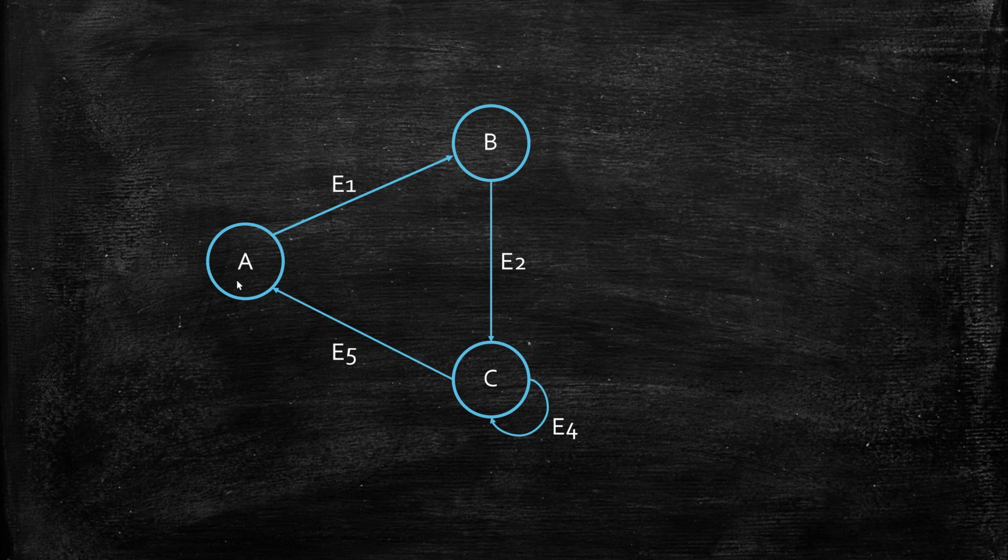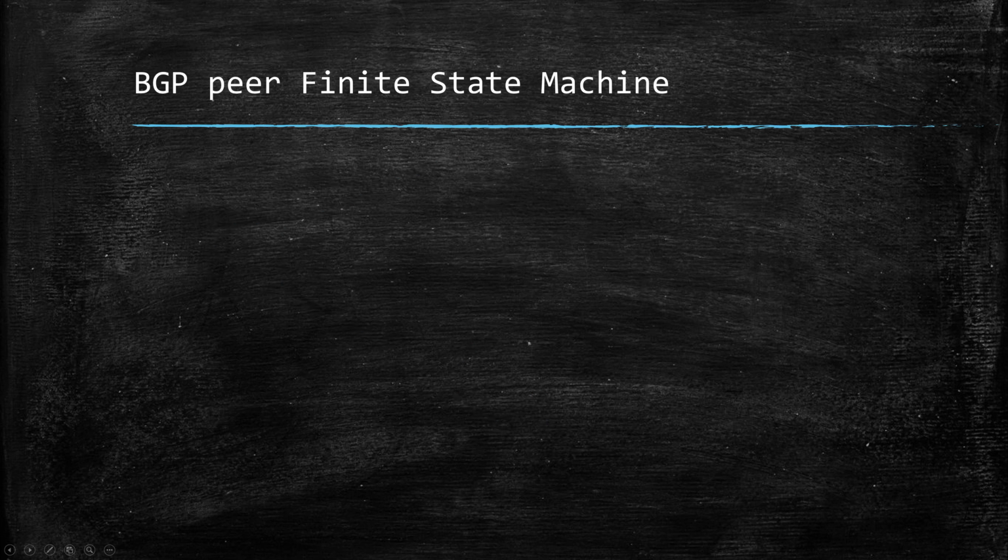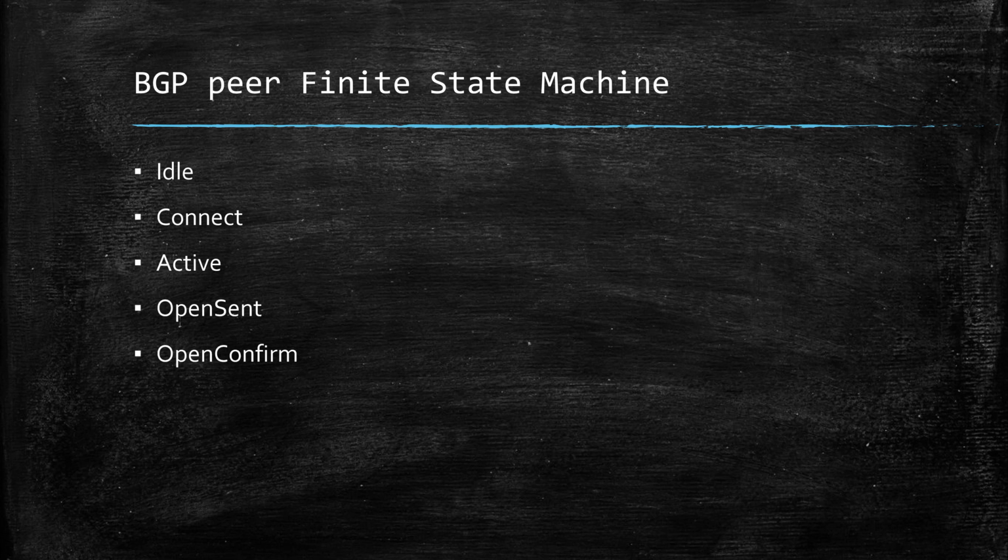If we start at state A, if the event E happens, we will go from state A to state B. And it's the same thing from B to C. If event E2 happens, we will be switching states. And from state C, we have two options. Either if event E4 happens, we will stay on the same state, or if E5 happens, we will be going from C to A. When it comes to BGP, there are 6 states. There is idle, connect, active, open sent, open confirm, and established.